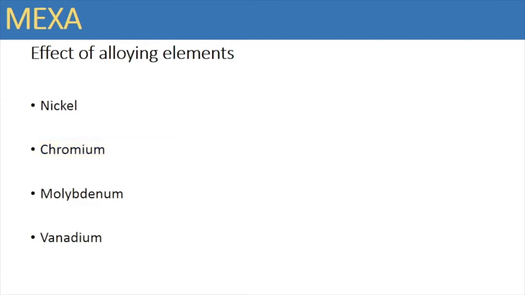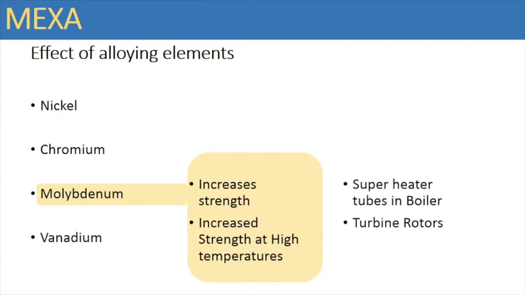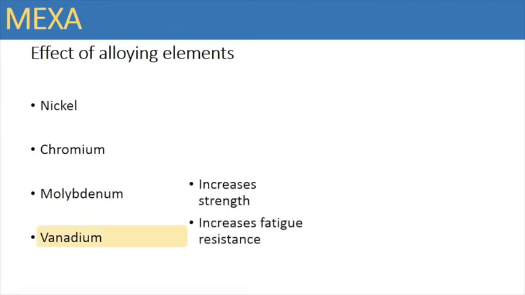Addition of molybdenum is used to increase strength, especially employed for increasing strength at high temperatures, which is one reason why it is used for superheater tubes, turbine rotors, etc. Another reason for its use is its action in removing the possibility of embrittlement from those steels which are prone to embrittlement. Addition of vanadium increases the strength and fatigue resistance. It is used in conjunction with molybdenum for boiler tube materials.